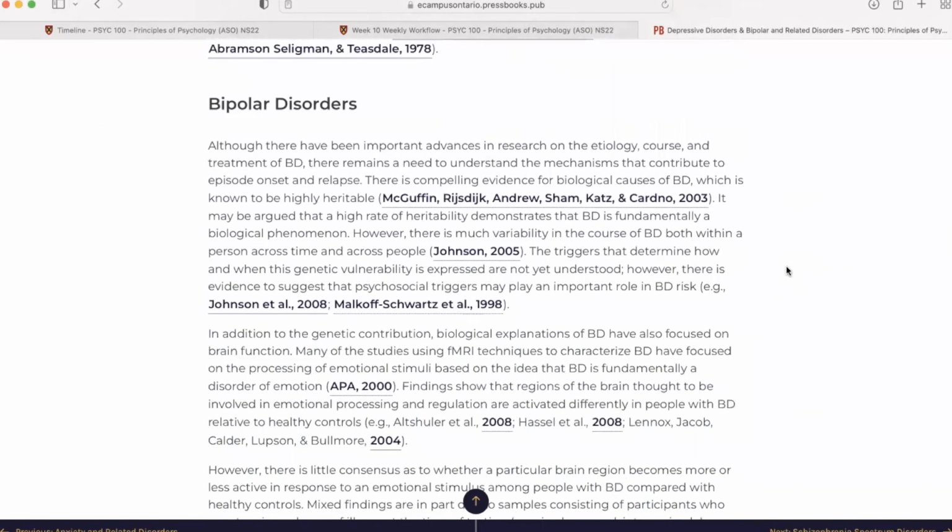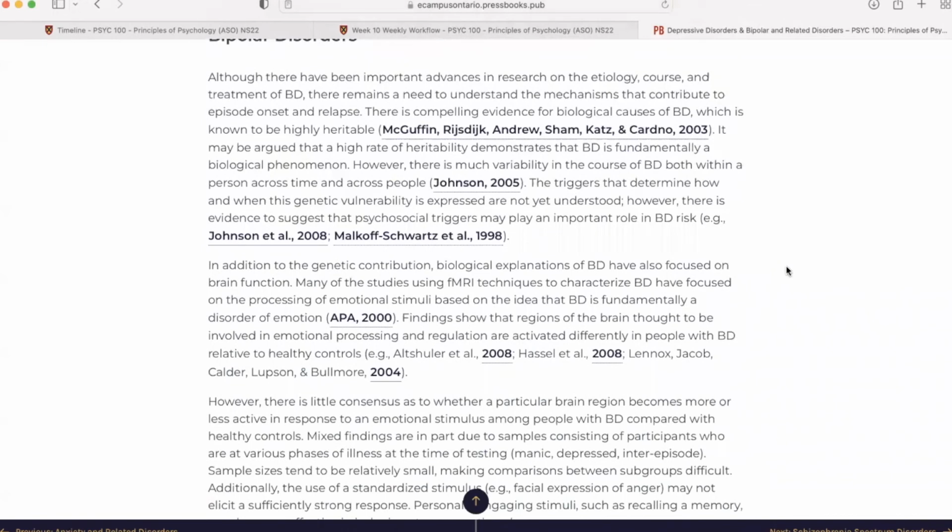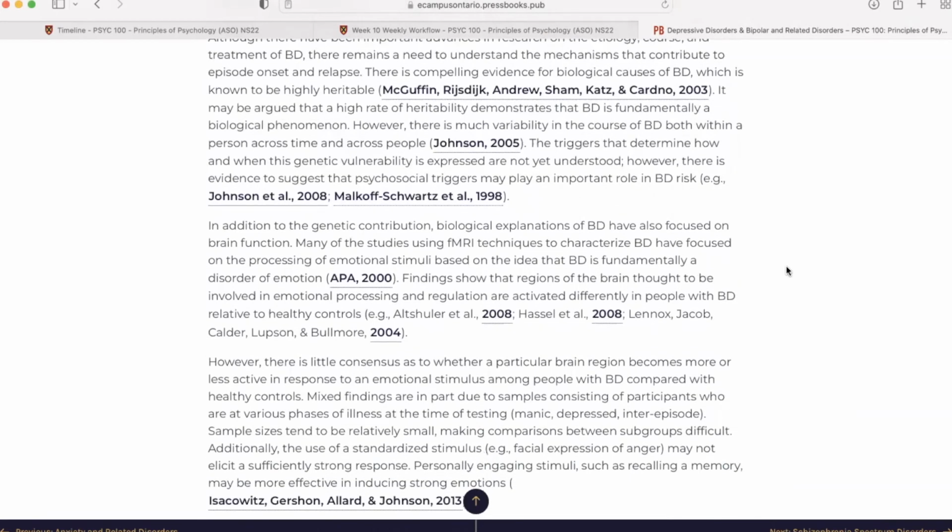Bipolar disorders. Although there have been important advances in research on the etiology, course, and treatment of BD, there remains a need to understand the mechanisms that contribute to episode onset and relapse. There is compelling evidence for biological causes of BD, which is known to be highly heritable. It may be argued that a high rate of heritability demonstrates that BD is fundamentally a biological phenomenon. However, there is much variability in the course of BD both within a person across time and across people. The triggers that determine how and when this genetic vulnerability is expressed are not yet understood. However, there is evidence to suggest that psychosocial triggers may play an important role in BD risk.